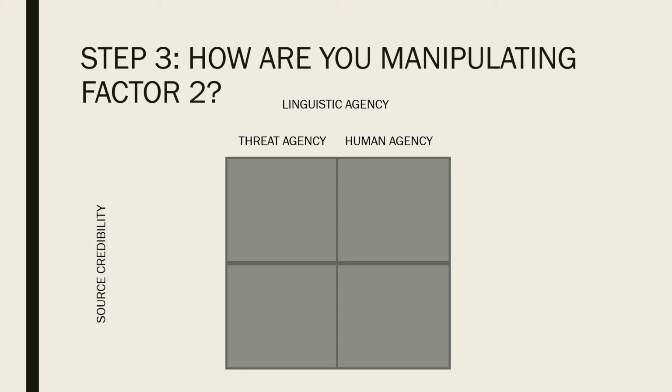Then of course step 3, you're going to do the same thing, but this time for factor 2. So for source credibility, I have to decide what two types of messages do I want to create using source credibility as the factor. Makes a lot of sense to just do high credibility and low credibility. So you can see the top row corresponds with low credibility, and the bottom row corresponds with high source credibility.